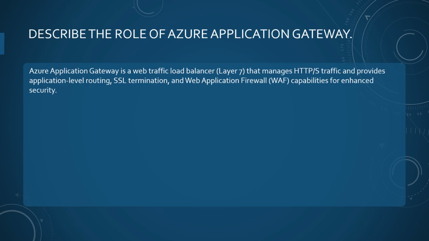Describe the role of Azure Application Gateway. Azure Application Gateway is a web traffic load balancer. It is layer seven and manages HTTP and HTTPS traffic, providing application-level routing, SSL termination and web application firewall (WAF) capability to enhance security.